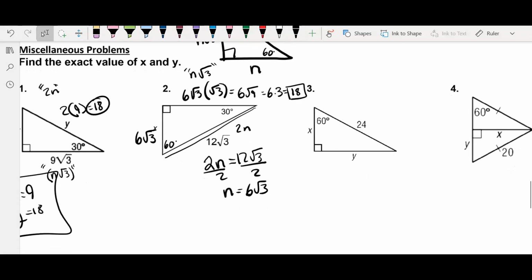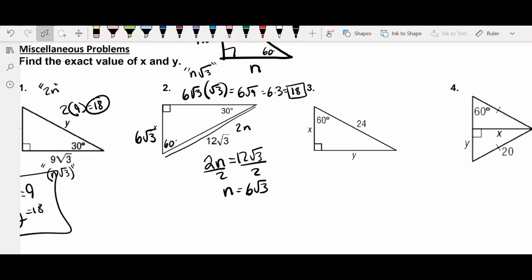All right. Next one here. So I'm going to go about the same process to do this one. So across from the 60, again, this is your n root 3. Across from your 30 is going to be your n. This is your 2n. So take that 24. You know it equals 2n because that's the side it's supposed to be, 2n. Oops, I put an x.